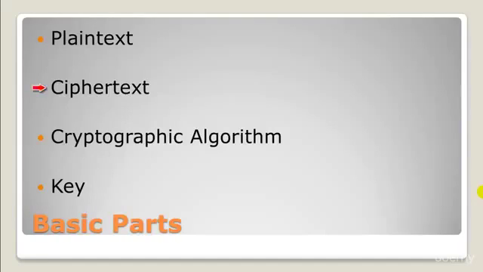The second part is the ciphertext. A ciphertext represents plain text rendered unintelligible by the application of a mathematical algorithm. Ciphertext is the encrypted plaintext that is transmitted to the receiver.